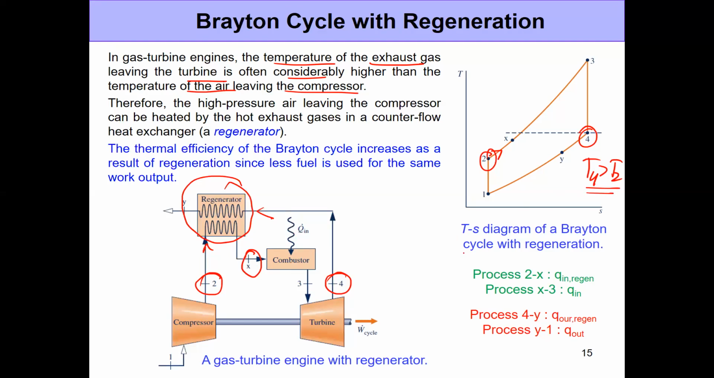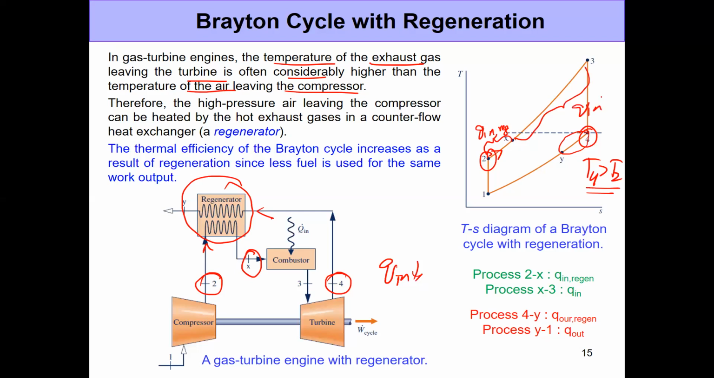Now, how is the efficiency going to increase? Well, as I said, it simply happens because we are reducing the amount of QN. If you look at the TS diagram right here, the process from 2 to X, right? The heat increase from 2 to X happens simply because of the heat transfer from this hot fluid, and the hot fluid gets cooled down from state 4 to state Y. Okay. Now, this part right here from 2 to X is what can be written as QN regeneration. The rest of the part from X to 3 is QN.